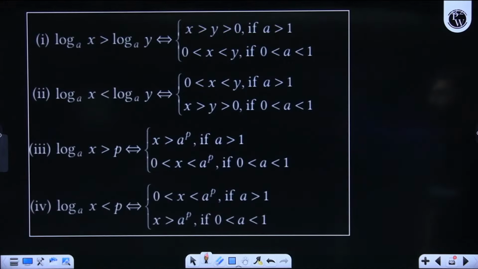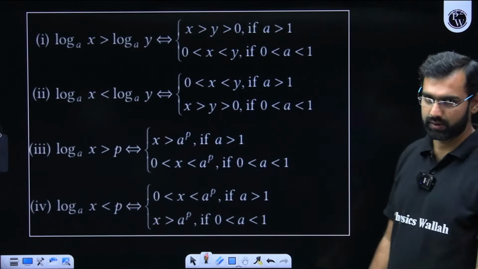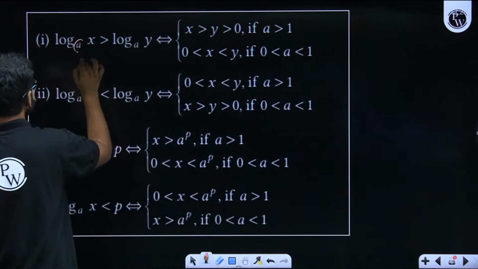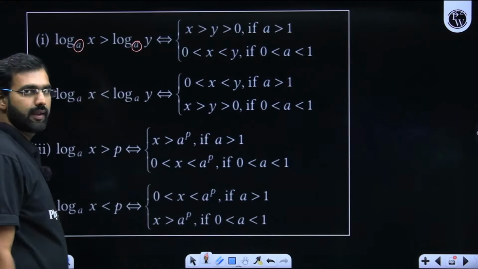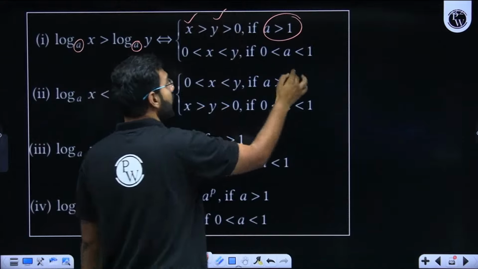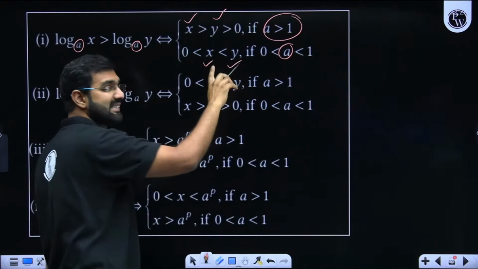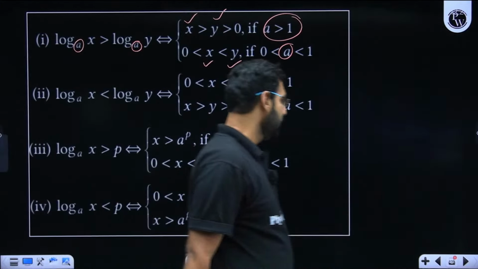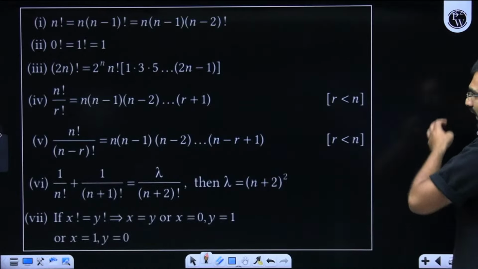Now from here, when I move ahead, these are the properties of logarithm. We all know that if log x is greater than log y, and if the base is a, it all depends on the base a. If the base is greater than 1, then x is greater than y. If the base is between 0 and 1, the sign changes. The same logic is applied on the upcoming identities, inequalities as well. I hope you do remember that.